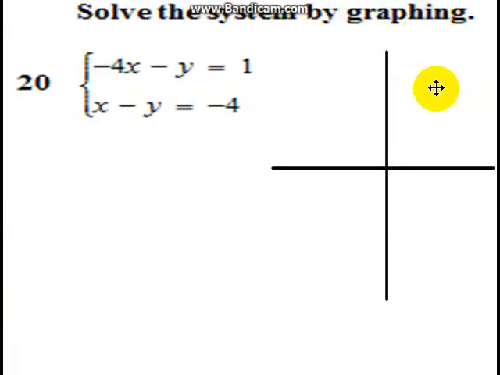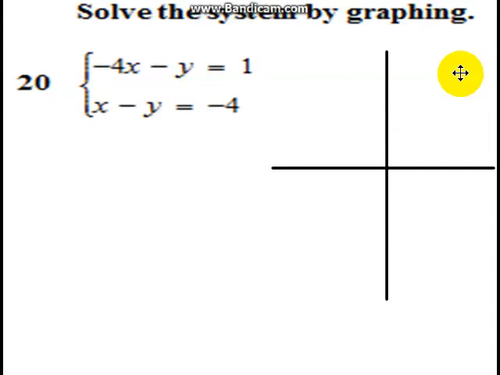Hi, this is Miss Downey, and we're continuing our Algebra 2 Semester 1 study guide. I'm continuing with number 20, solve the system by graphing. They give us two equations, and the easiest way to graph is just to put things in slope-intercept form. And let's do that with both these equations and graph them.